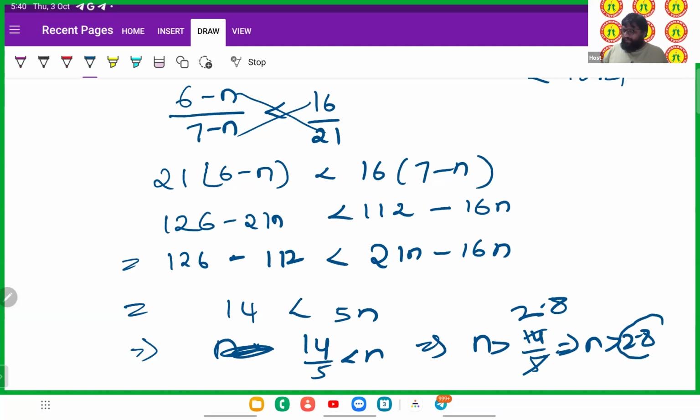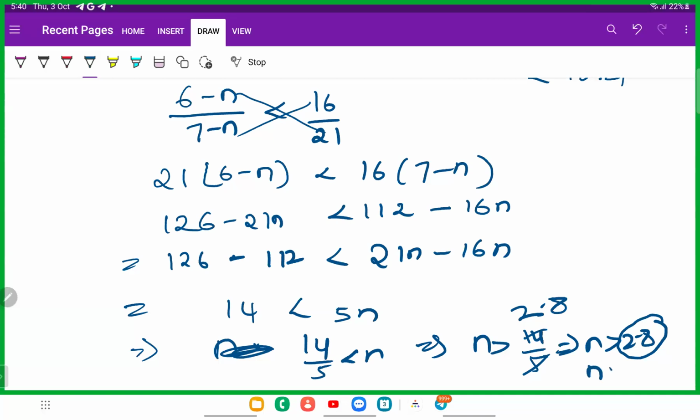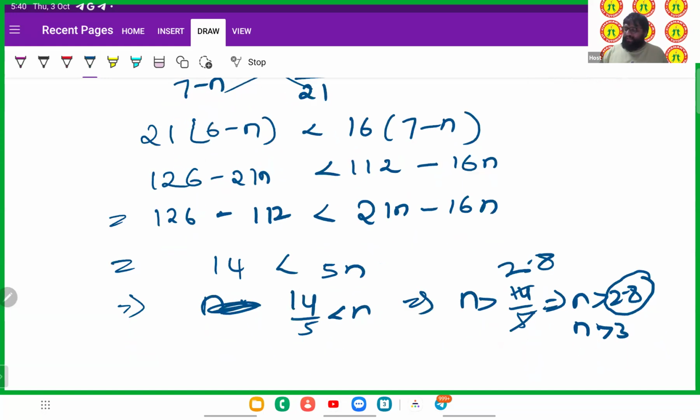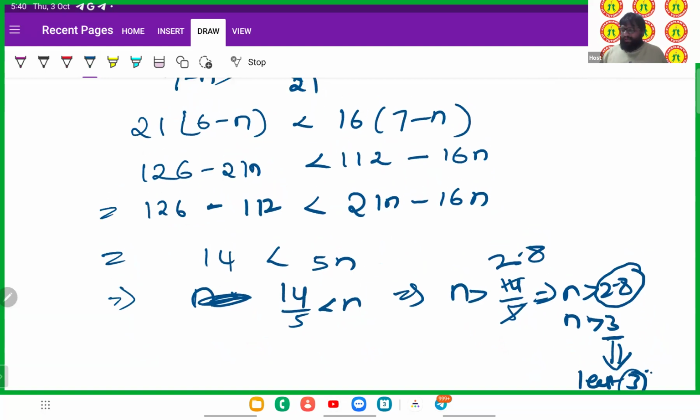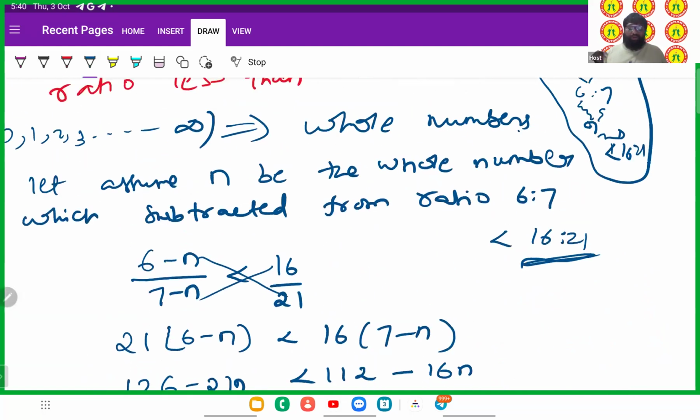So 2.8 can't be a whole number. It is a decimal number, so I can take an approximation. As it is greater than 0.5, I take it as 3. So the least whole number should be 3, which should be subtracted from the given ratio, so that the ratio becomes 16:21.